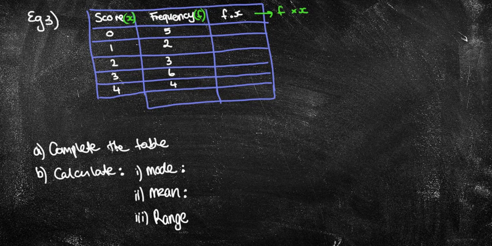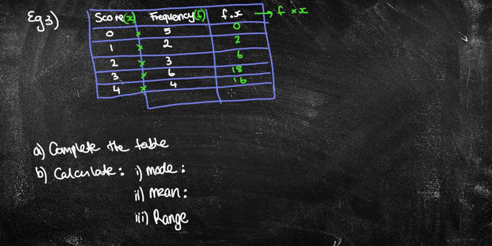If the first thing says to complete the table, so fx means the f, which is the 5, times the 0. Well, 5 times 0 is 0. 2 times 1 is 2. 3 times 2 is 6. 6 times 3 is 18. And 4 times 4 is 16.